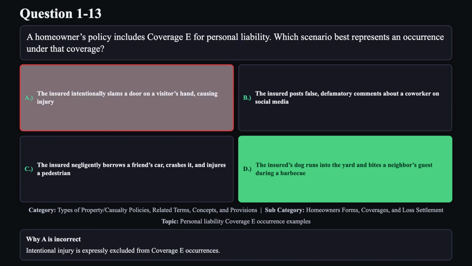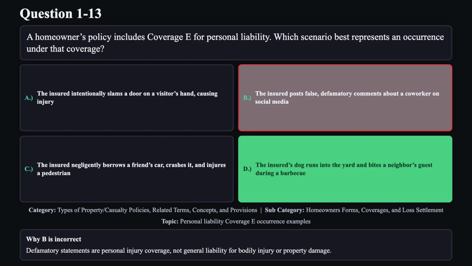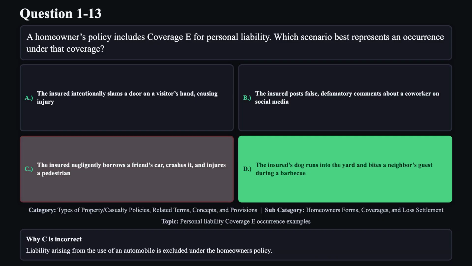Reason A is not correct. Intentional injury is expressly excluded from coverage E occurrences. Reason B is not correct. Defamatory statements are personal injury coverage, not general liability for bodily injury or property damage. Reason C is not correct. Liability arising from the use of an automobile is excluded under the homeowner's policy.